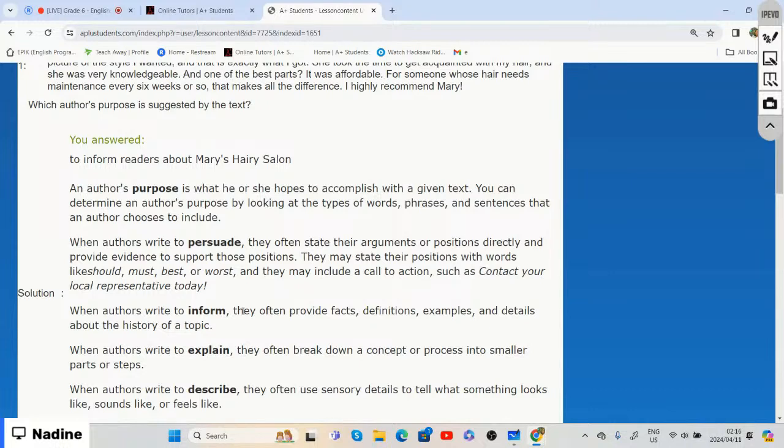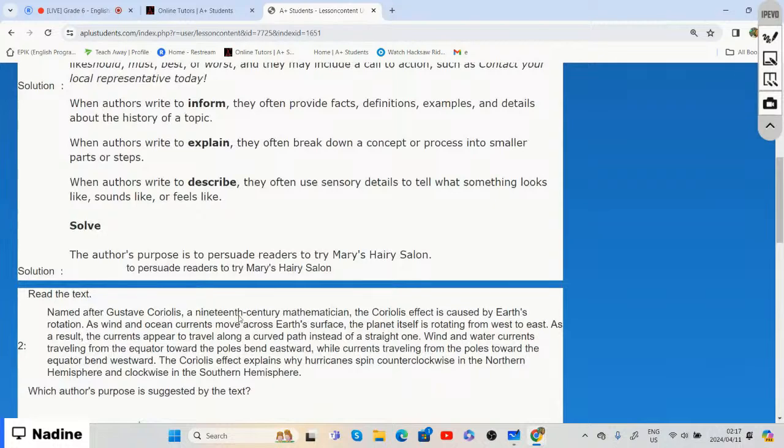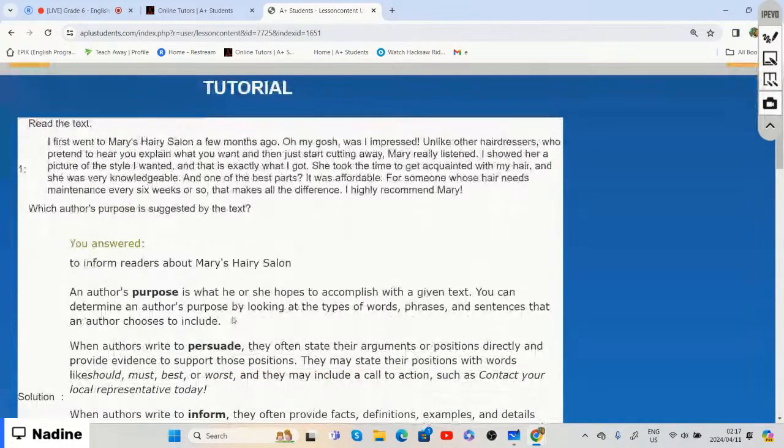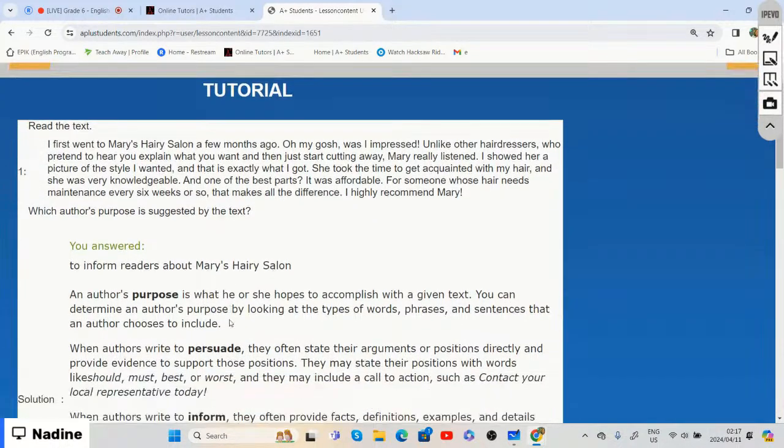So we see that when a writer tries to inform the readers, we need to know the purpose. He needs to persuade us, to give us information, explanation, as well as to describe why he is doing this, or why we are doing this. All right, we're going to read the text and identify the purpose.